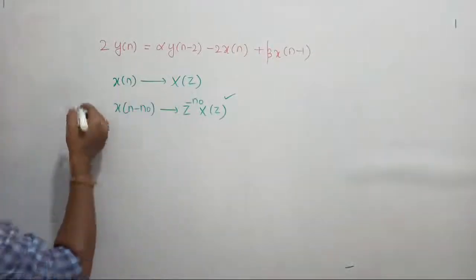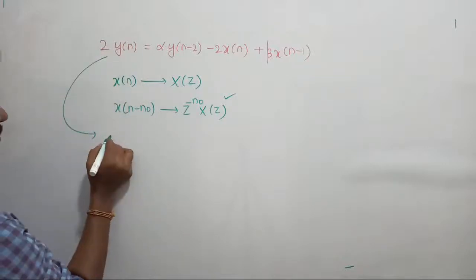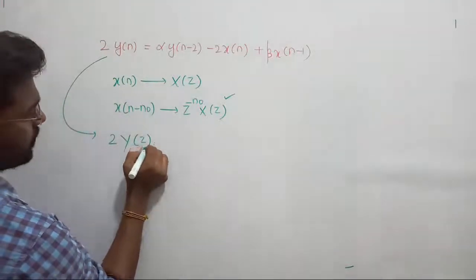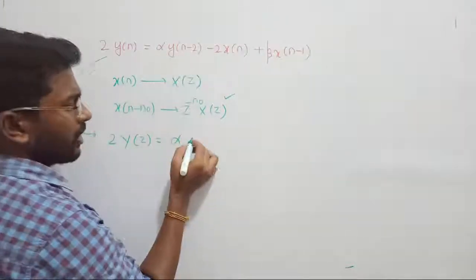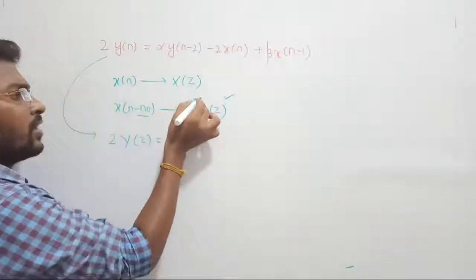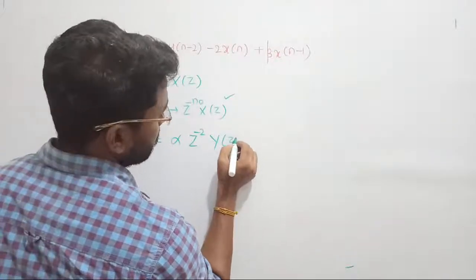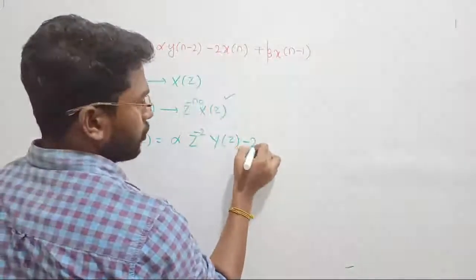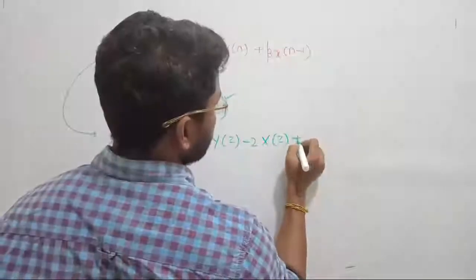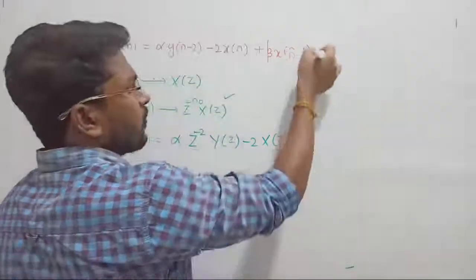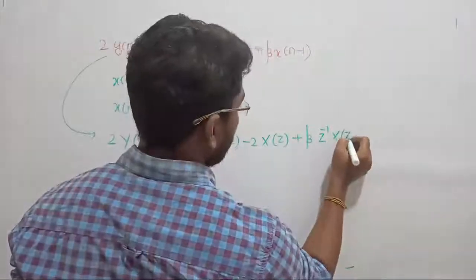Apply the property. For x of n, x of z. Similarly, for y of n, its Z transformation is 2 times y of z, which should be equal to alpha, a constant factor. You don't need to panic. Y of n minus 2 can be written as z power minus n naught, so minus 2, into y of z. And minus 2 x of n can be written as minus 2 x of z, and plus beta into x of n minus 1 can be written as z power minus 1 into x of z.